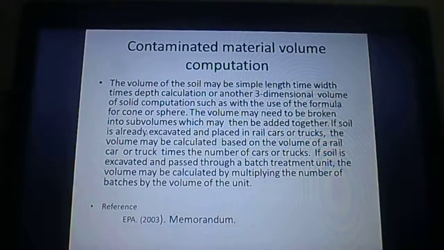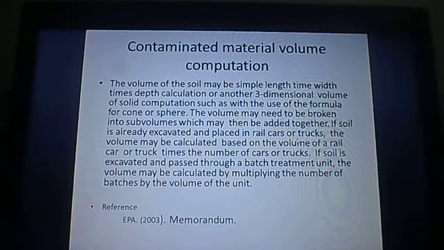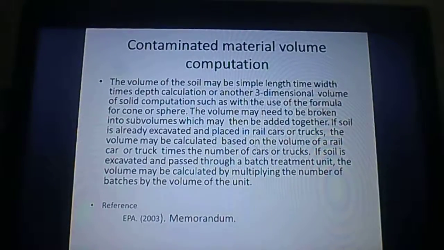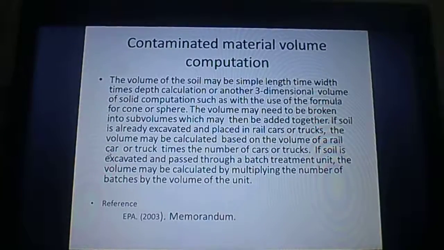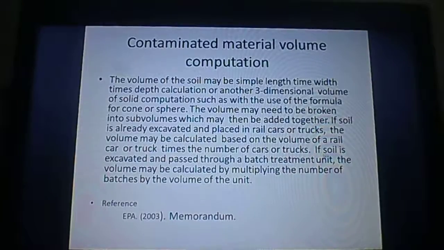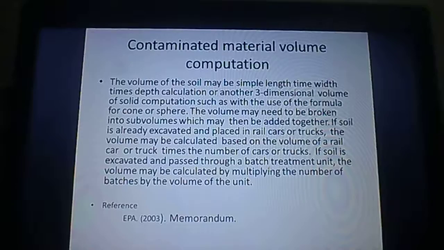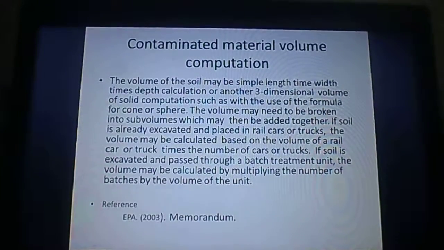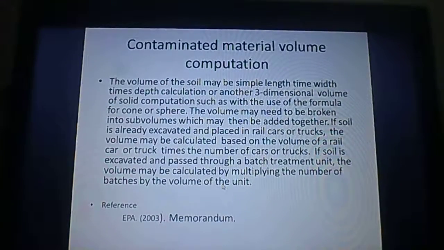If the soil is already excavated and placed in rail cars or trucks, the volume may be calculated based on the volume of a rail car or truck times the number of cars or trucks. If the soil is excavated and passed through a batch treatment unit, the volume may be calculated by multiplying the number of batches by the volume of the unit.